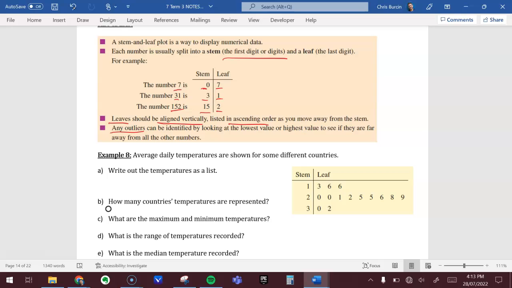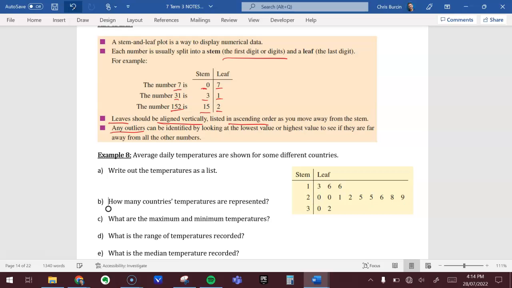Outliers, as we talked about before, can be identified easily by looking at the lowest value or highest value to see if they are far away from the other numbers. So here our lowest value is 13. The stem is 1, and that's in the tens, and then the leaf is in the ones or the units, 13. And our highest is 30, and the vast majority are in the 20s.